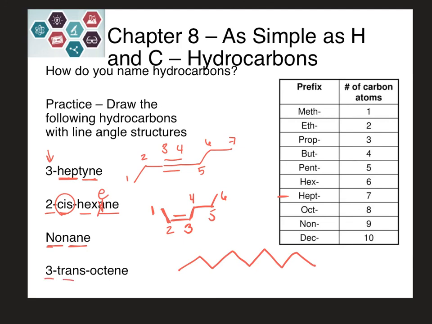Then 3-trans-octene, we've got 8 carbons. 1, 2, 3, 4, 5, 6, 7, 8. There's a double bond starting on carbon number 3, going to 4, and it's trans. And if you draw things in the zigzag pattern, you will automatically get trans. Again, you're not going to have to draw structures for us. It's more about reading them, getting a formula, connecting them to names, not so much drawing them out.